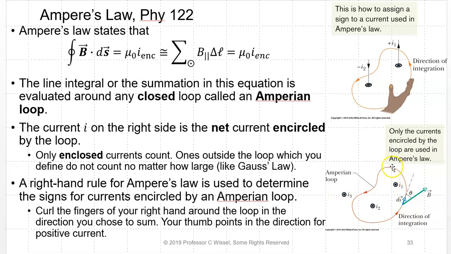Okay, so we decided to go counterclockwise. So you take the fingers of your right hand, curl them counterclockwise in the direction of this choice here. And notice that your thumb points out of the page. That is positive, so I1 is positive and I2 is negative. If instead you decided to go clockwise around, turn your hand so your thumb is pointing into the page, and your fingers curl along the clockwise direction around the loop. And now the positive is into the page, so I2 is positive and I1 is negative. And you sum all the way around the loop. We'll show you an example in a minute.